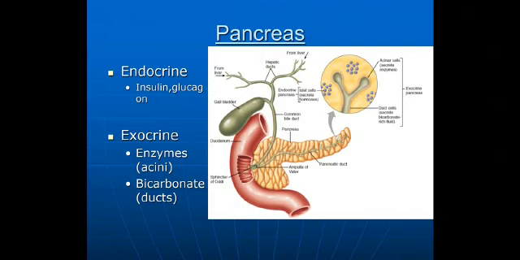Pancreas is both an exocrine and an endocrine gland. The endocrine secretion is from the islets of Langerhans. The exocrine secretion is necessary for digesting carbohydrates, protein, and fats, and neutralizing the acidity of the duodenal contents.